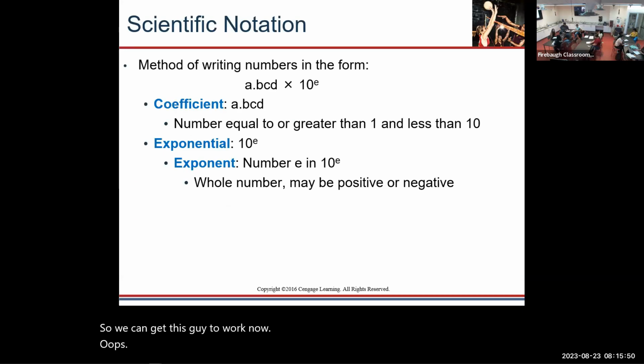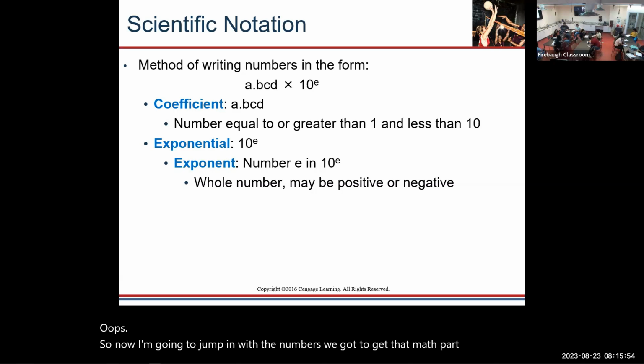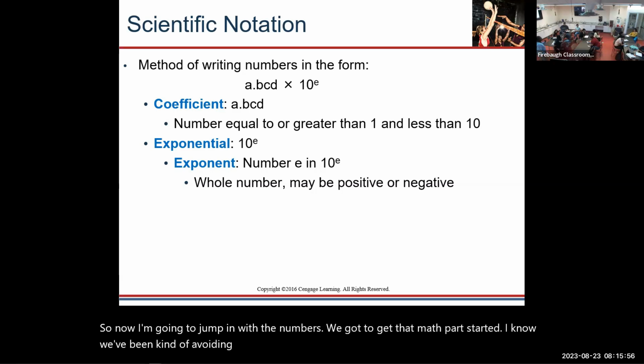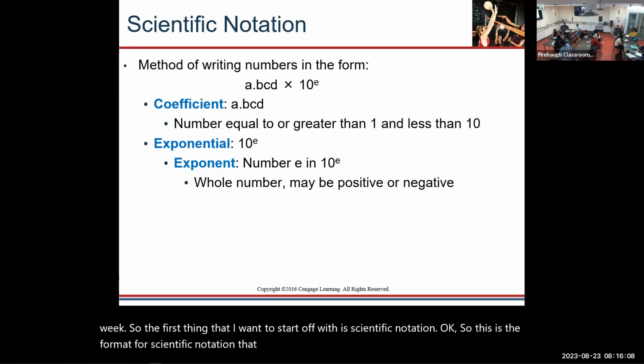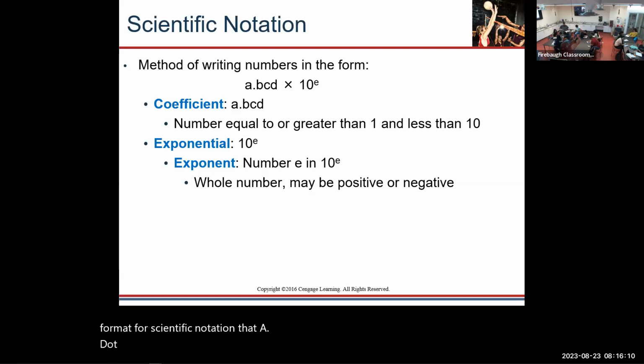Okay, so now I'm going to jump in with the numbers. We've got to get that math part started. I know we've been kind of avoiding it a little bit. I'm going to give you guys some samples throughout the week. So the first thing that I want to start off with is scientific notation. Okay? So this is the format for scientific notation: A dot B, C, D, times 10 to the E.